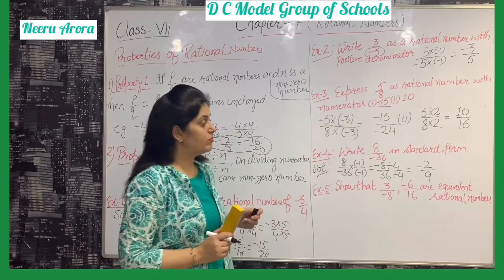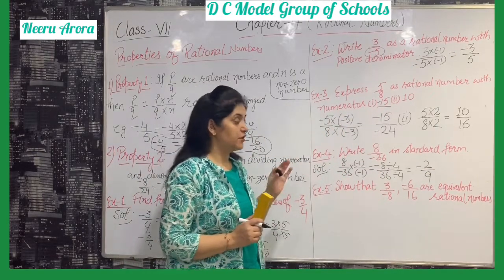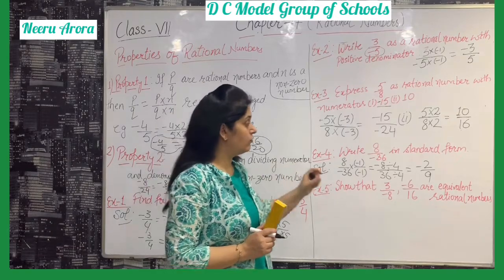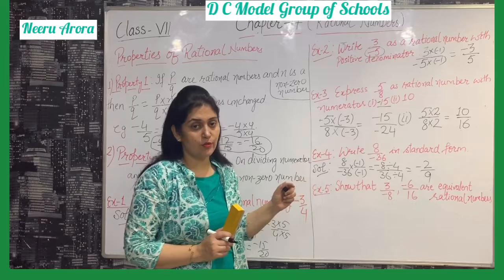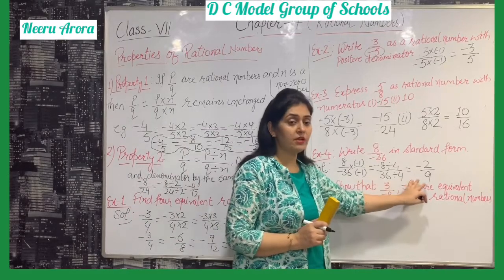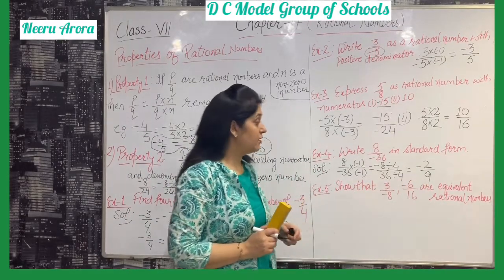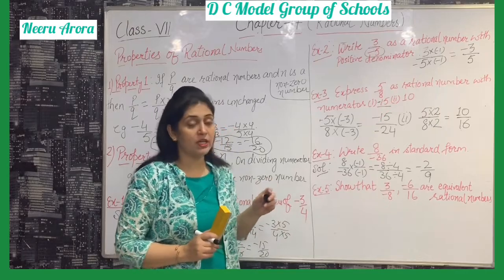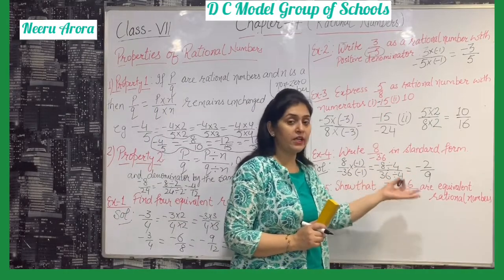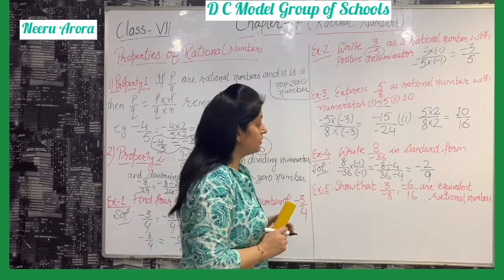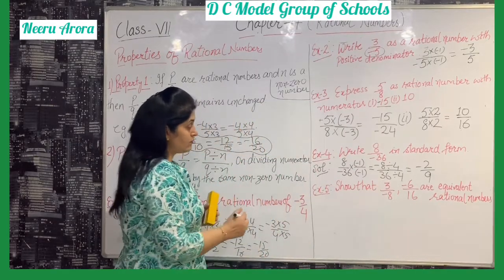Now minus 2 by 9 is the standard form. See, it fulfills both conditions. One, the denominator should be positive; yes, its denominator is positive. Second, there should not be any common divisor other than 1. 2 and 9 do not have any common divisor. So this is our standard form.